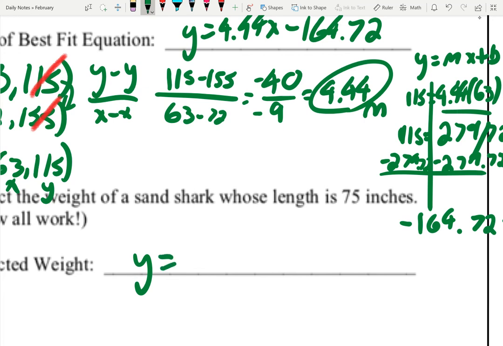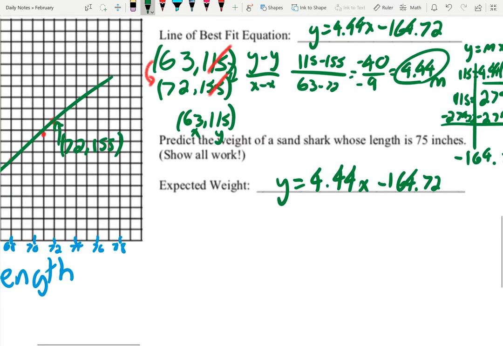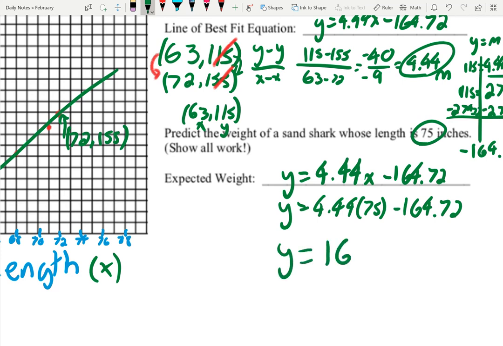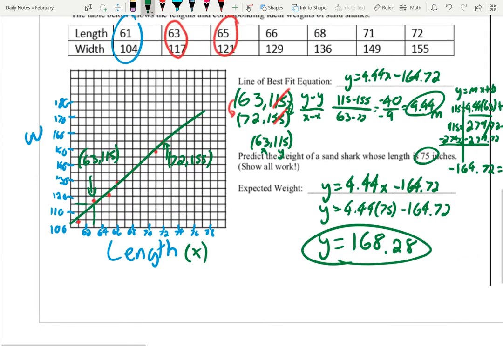So now the last part is just to use this equation to try and answer this question. So length, remember, is my x values. So I'm going to plug this length of 75 in for x. So this will be y equals 4.44 times 75 minus 164.72. So when I just calculate that, we're going to do 4.44 times 75, which is 333, and then subtract 164.72 from that, and we get y equal to 168.28 as our answer, which makes sense.